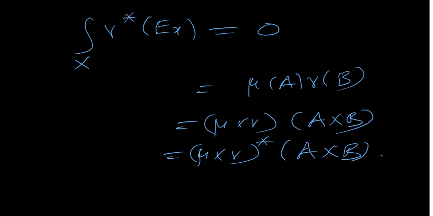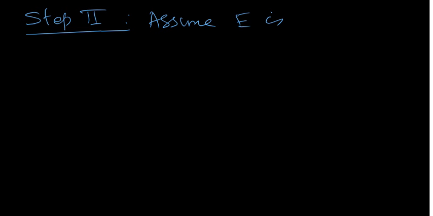So in the first step, we have seen that if the set E is a member of the semi-ring S tensor sigma, then the result holds. Now we have step second. In the second step, we will assume that E is a sigma set of this semi-ring.